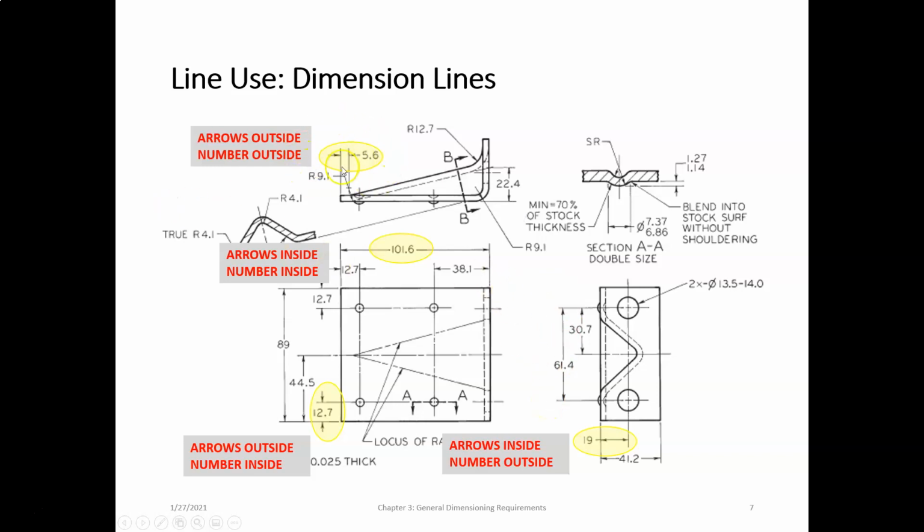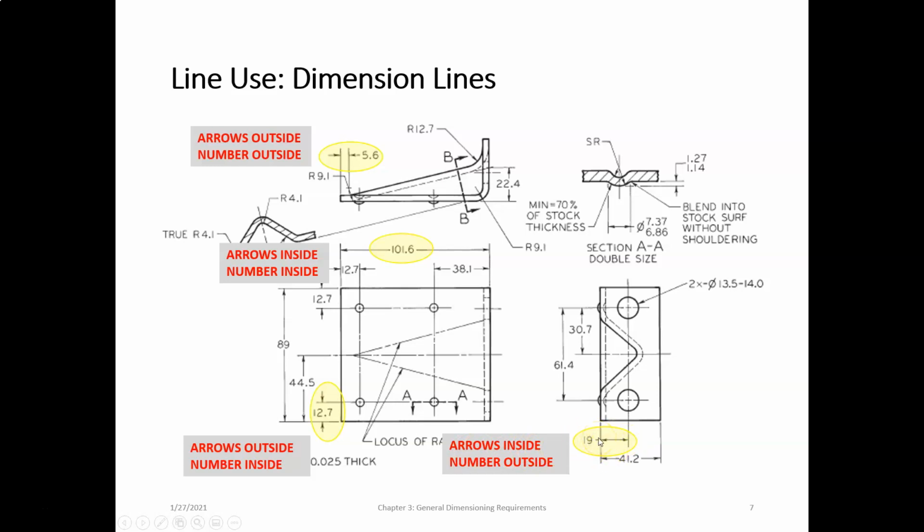So let's see in this example how these are applied. In this first one at the top, this 5.6 dimension, the arrows are on the outside and the numbers are on the outside. You can see the arrows on the outside of the extension line and the number. Now in this example, the 101.6, the arrows are on the inside of the extension line and the number is on the inside between the extension lines. Moving down to the left-hand side, this 12.7. In this case, we see the arrows on the outside of the extension lines, but the number is on the inside of the extension lines. And finally, in this example, we have the arrows on the inside and the number on the outside.